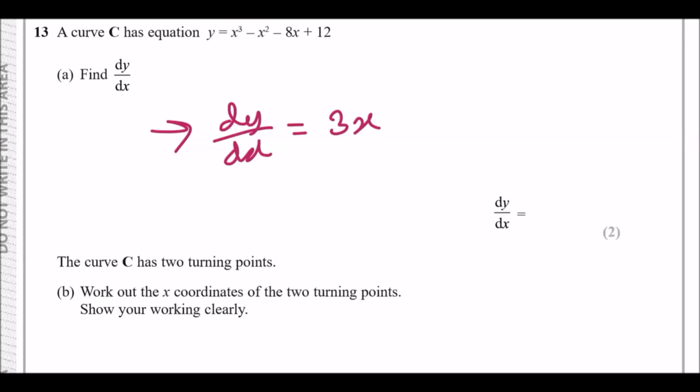So 3 take away 1 is 2. For the second term, you drop the power 2 in front, so you get 2x. Subtract 1 from 2 and you get 1. So just 2x to the power of 1, which you can leave as 2x. Next one is 8x. If you imagine for 8x, you've got a power of 1 here. If you drop the 1 down, it'll be 1 times 8, which is 8. And then you're left with x to the power 0. Now, anything to the power of 0 is actually 1. So you've got 8 times 1, which is 8.